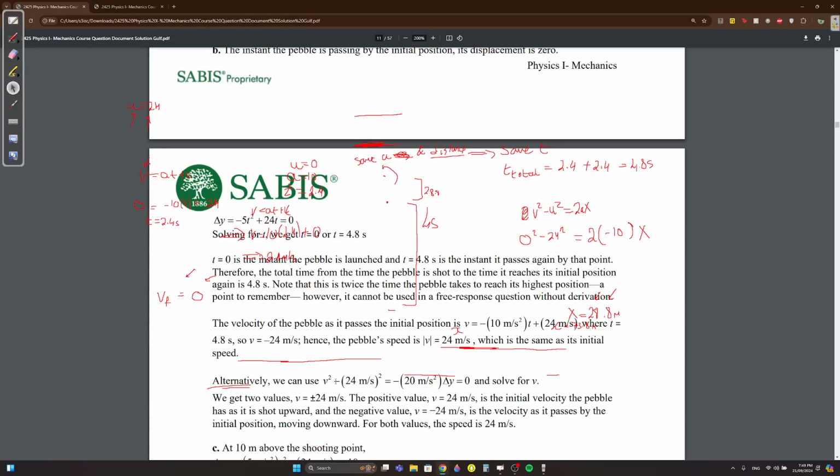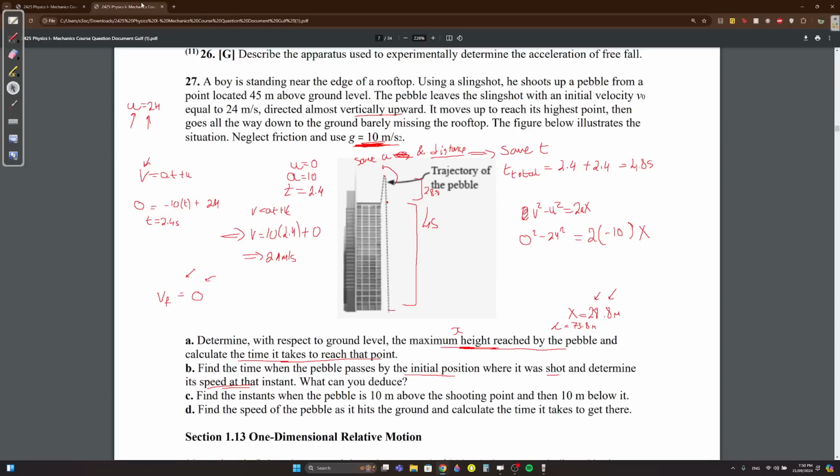What did they say? Alternatively, you can use v squared minus u squared equals 2a, and you get two values. Yeah, that works, I guess. Okay, let's forget about this. My solving is correct, so I don't get what they said here.